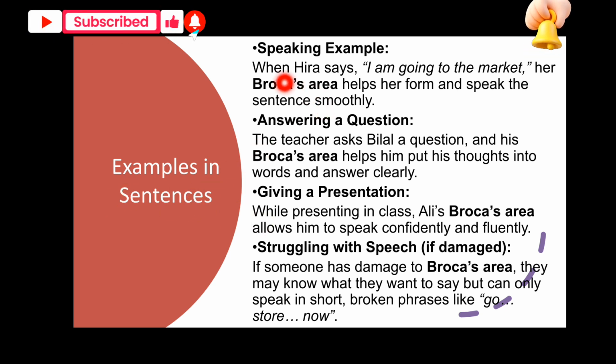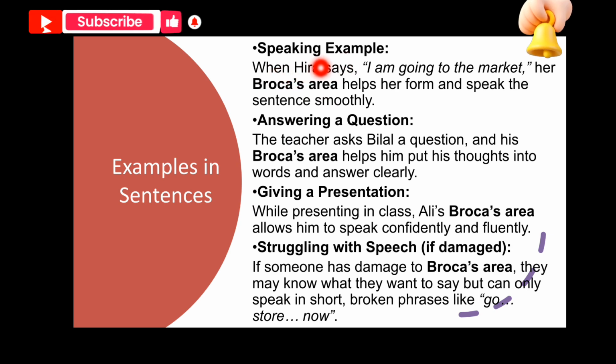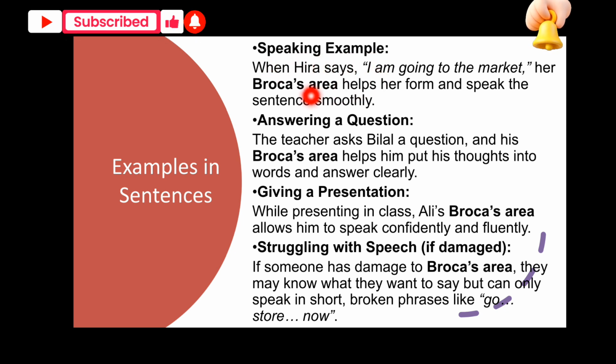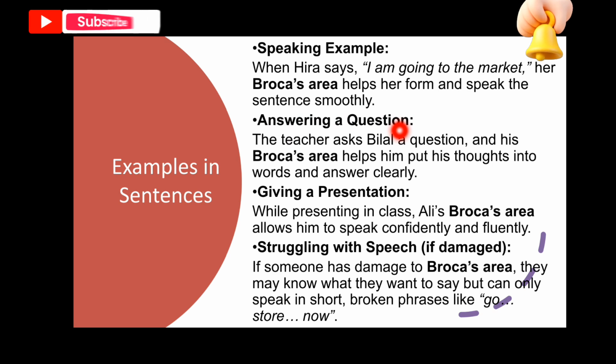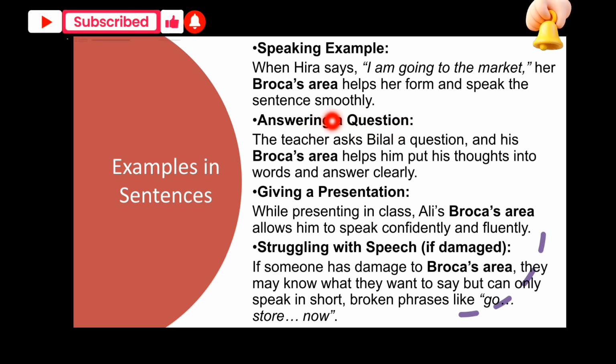Examples in sentences. We are talking about Broca's area, and we have a speaking example. When Hira says, I am going to the market, her Broca's area helps her form and speak the sentence smoothly, right? So if you cannot produce sentences smoothly, you have a problem with Broca's area. And if your Broca's area functions properly, you will be able to produce correct sentences, the way Hira is making proper and correct sentences. I'm going to the market, right? So her Broca's area helps her form and speak sentences smoothly.